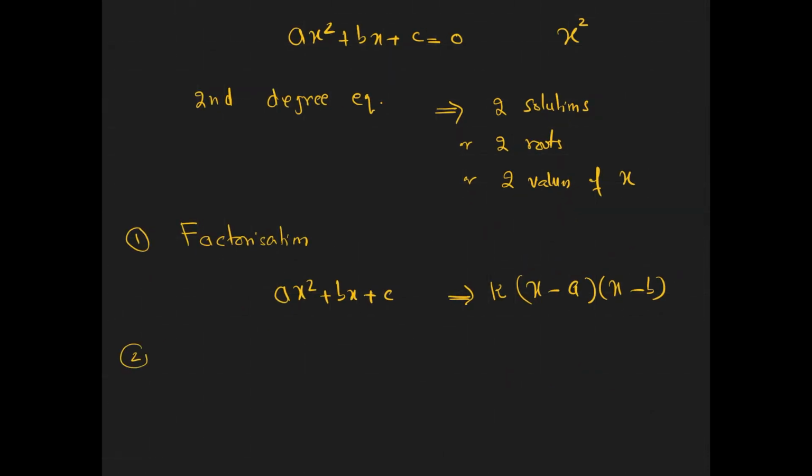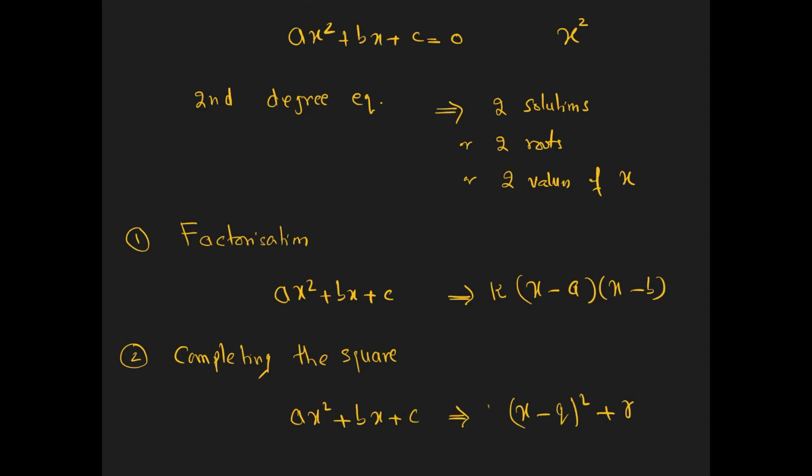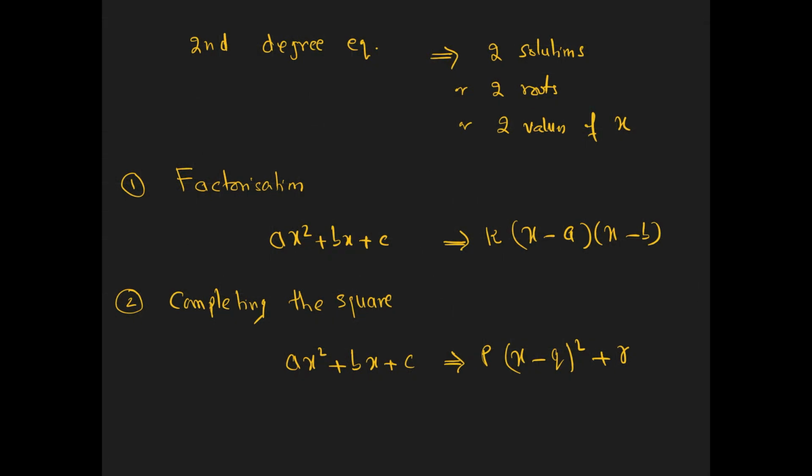The second method is solving the quadratic equation by completing the square. In this method, the same quadratic equation ax² + bx + c is rewritten in the form p(x − q)² + r, which is basically now converted into a completed square form. Here p, q, and r are constants, and once you convert the equation into completed square form, then you can work out the value of x.